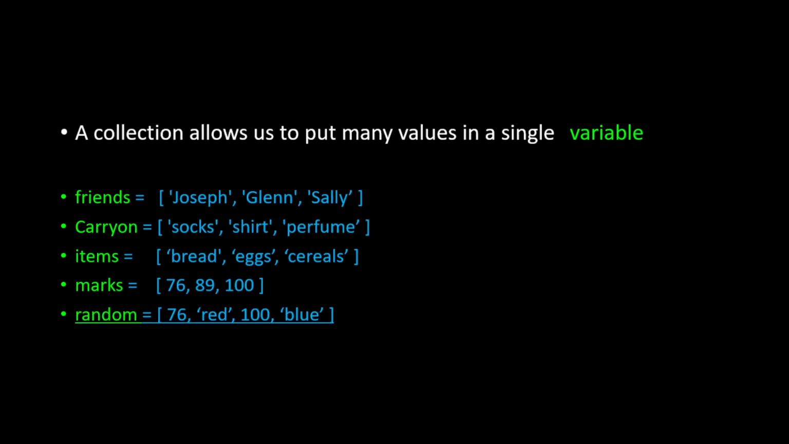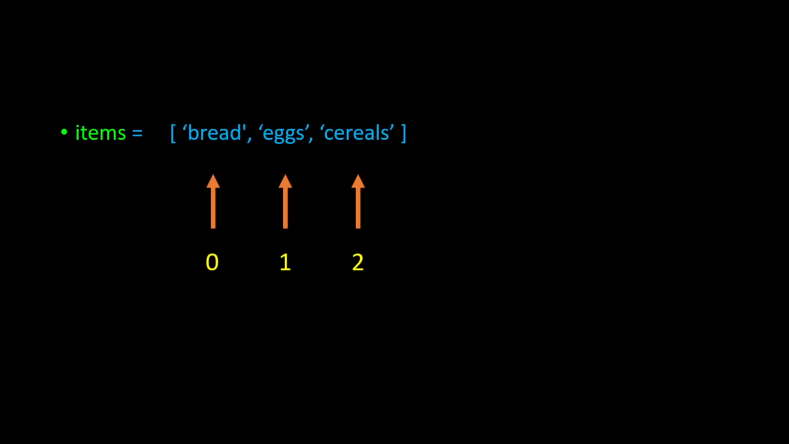So in Python it doesn't matter, we can add elements of different data types in a single list. In other languages we have to declare first whether it is going to be a string list or an integer list, but in Python we don't need to do that because it's a very simple and easy language. Each element is stored at a unique index in the list. Bread is stored at the 0th index, eggs is at 1, and of course cereals is at the 2nd index.